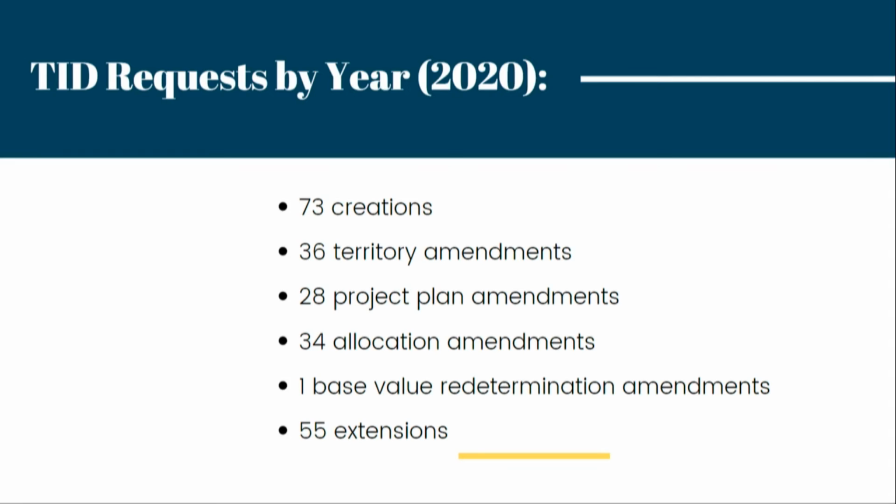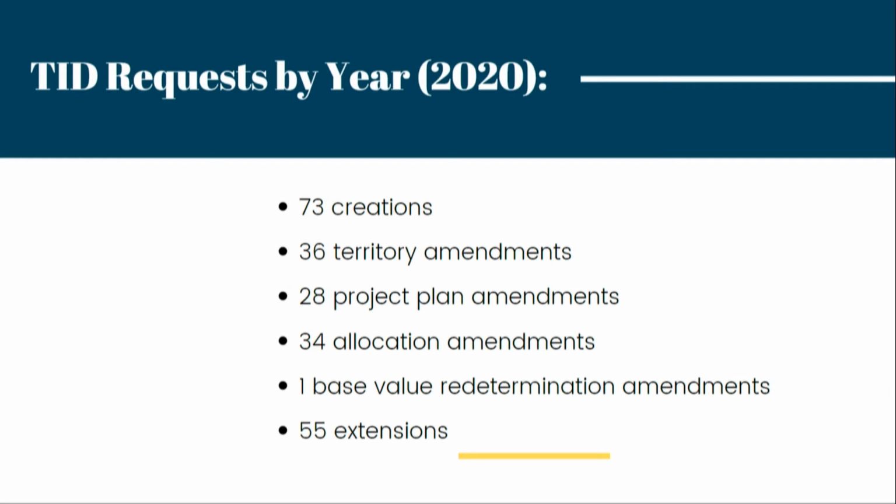But TID requests by the year in 2020. So this is just a little bit of an interesting thing because we're not only going to be talking about the creation, or the proposed creation, of TIDs 11 and 12, which would match up with the 73 creations across the state in 2020. We're also going to be talking about a territory amendment, and that would be to TID number 8. We would be looking at amending the boundary to allow for the creation of TID 11 as proposed.